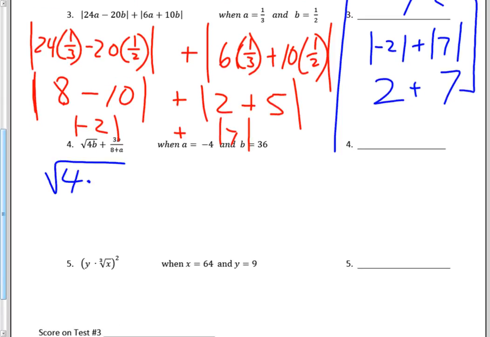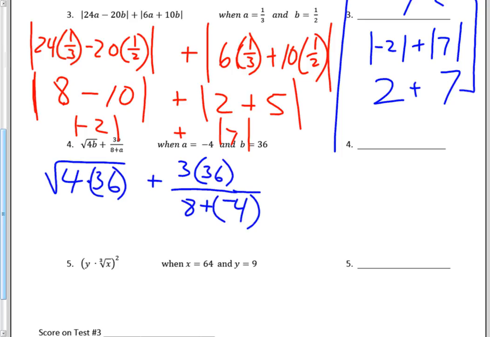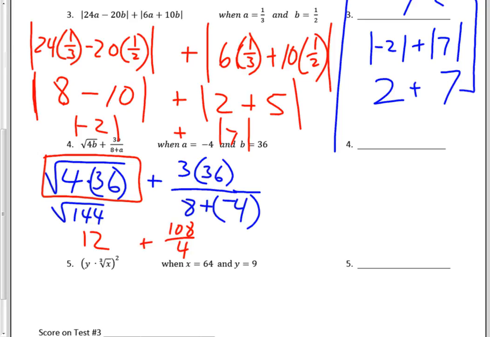Chunks. I don't do the whole problem. I focus on this first. That turns out to be 12. Then I take a look at the second part. 108 over 4. That's 27. That's 39.